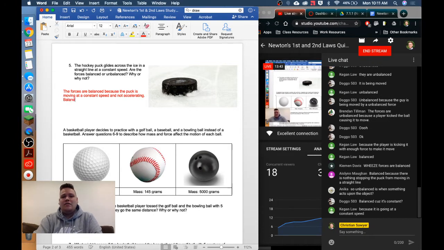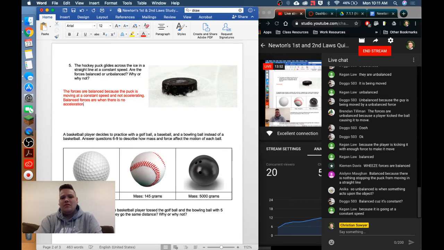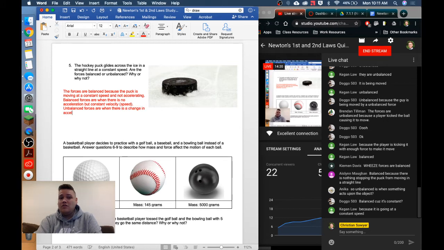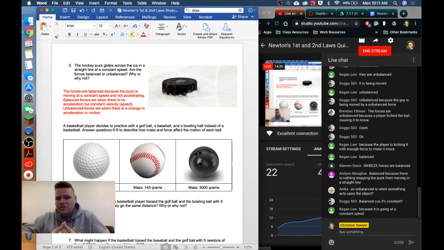Okay? Balanced forces are when there is no acceleration, can either be no acceleration but constant velocity. Okay, or in other words, speed. Okay, unbalanced forces are when there is a change in acceleration or motion. Does that make sense? Any questions on that?